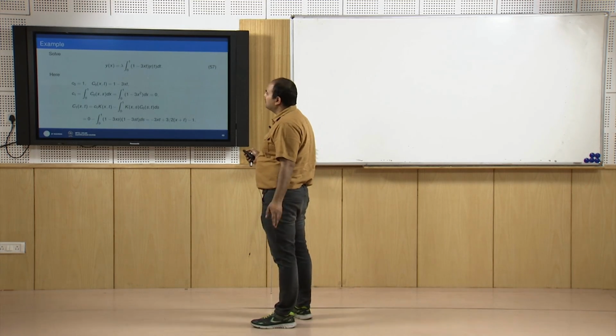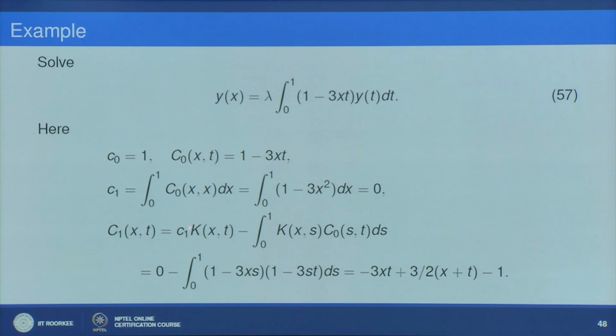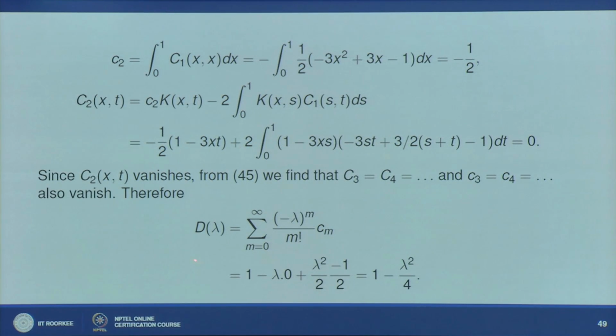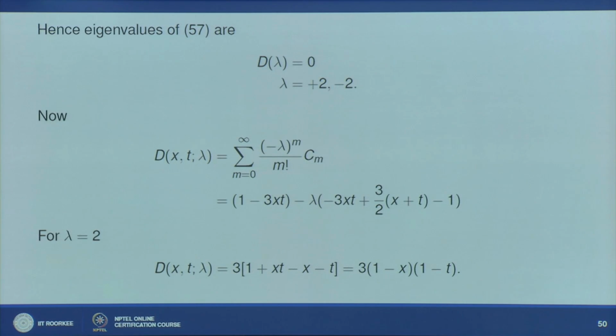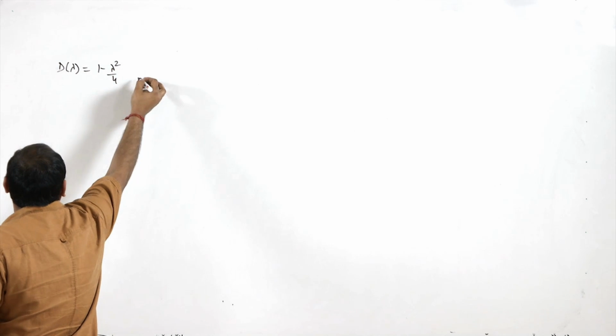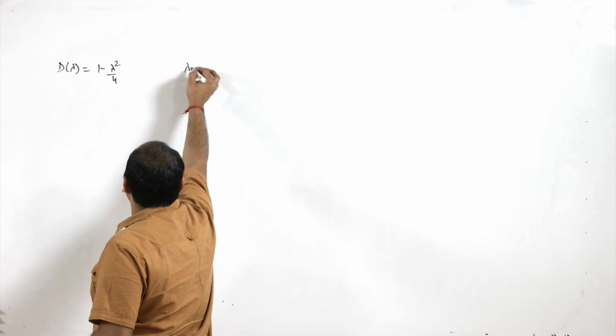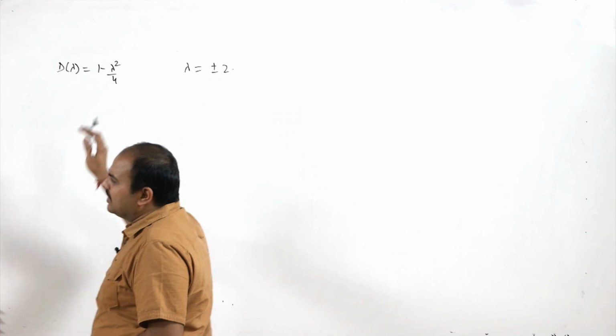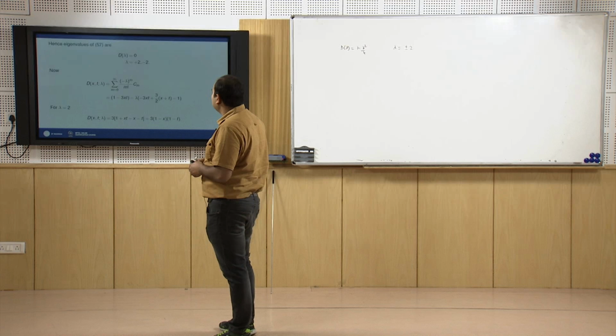Now as we have done in the previous lecture, we can calculate all these Cm's, and you can see that D lambda is given by the sum over m equal to 0 to infinity of minus lambda to the power m over factorial m times cm, and all these Cm's were already calculated in the previous lecture. Similarly we can write it here, and you can say that D lambda is nothing but 1 minus lambda squared by 4. So if I take lambda in a way such that D lambda is equal to 0, let us take lambda equal to plus 2 or minus 2. So we can say that lambda equal to plus minus 2 are the eigenvalues of the integral equation.